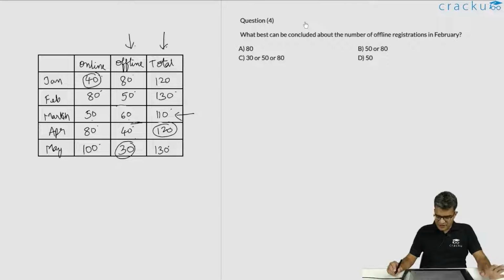What best can be concluded about the number of offline registrations in February? The number of offline registrations in February is equal to 50.